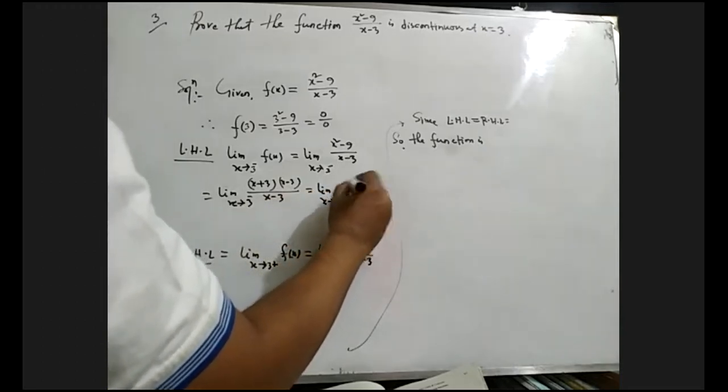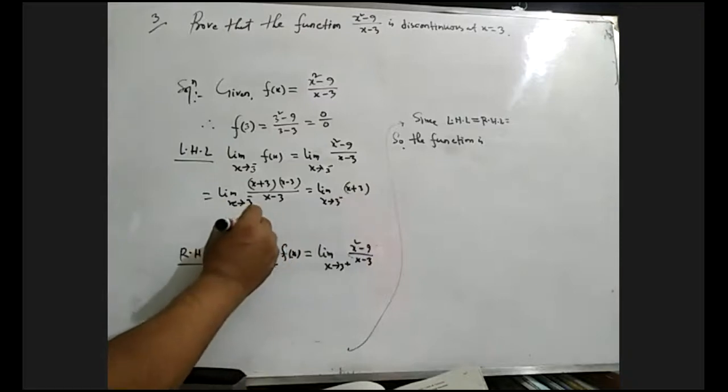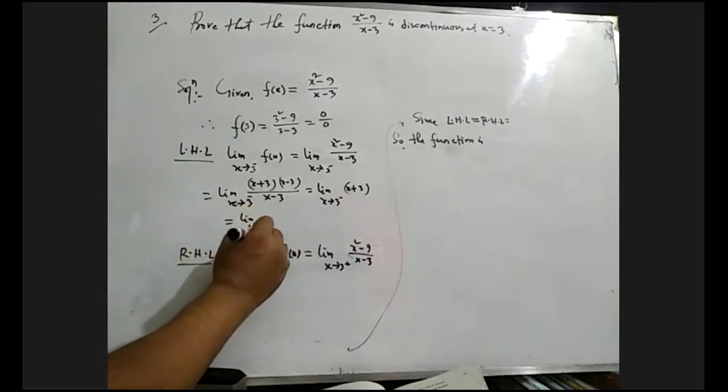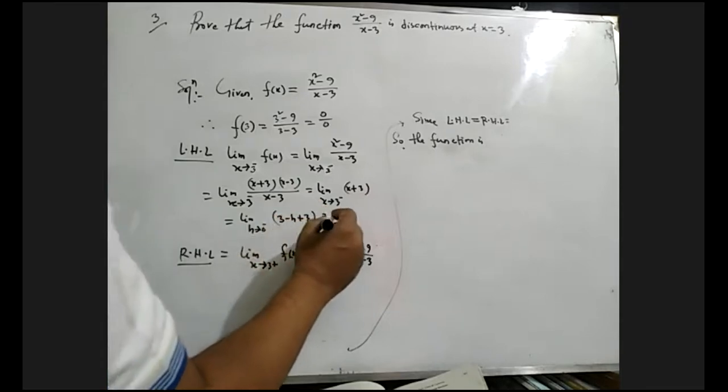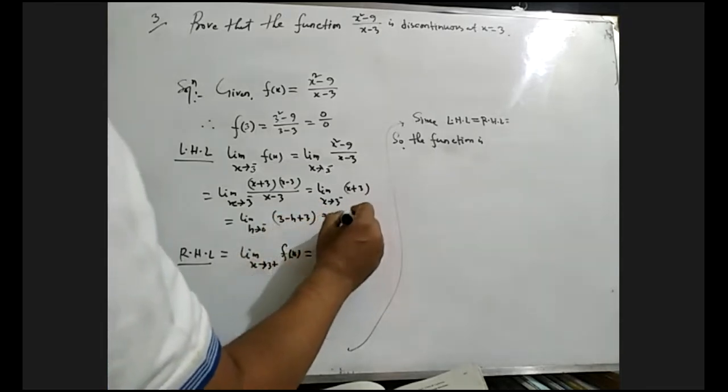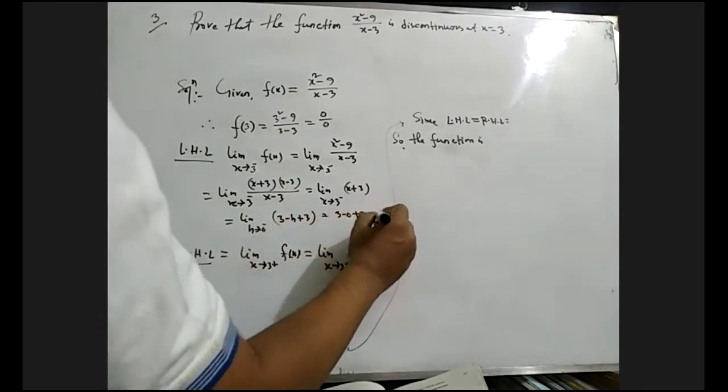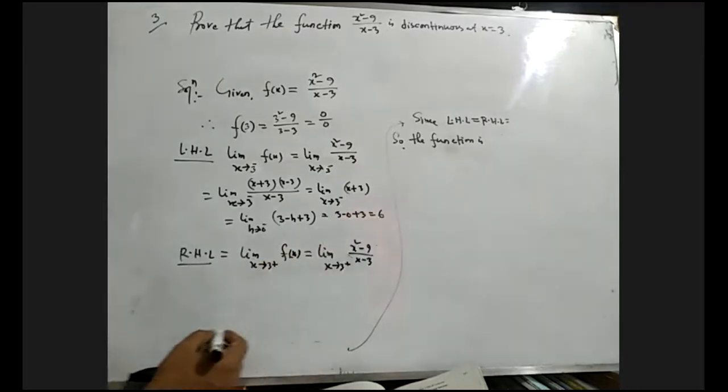Only x plus 3. Now limit h tends to 0, 3 minus h plus 3. Putting h equals to 0, we get 6 equals to 6. Similarly, the right hand limit, what will be?